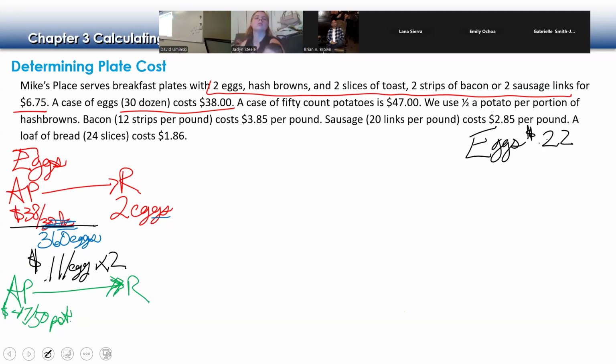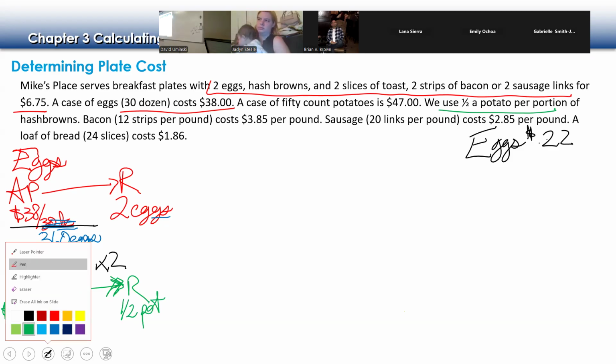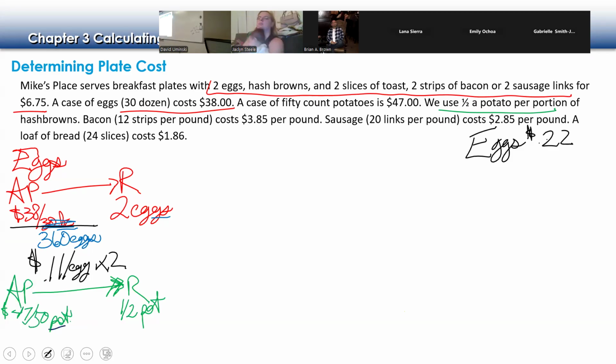$47 for 50 potatoes. What's my recipe? We use half a potato per portion. So my recipe is half a potato. Do my units match? Yes. Potato and potato.